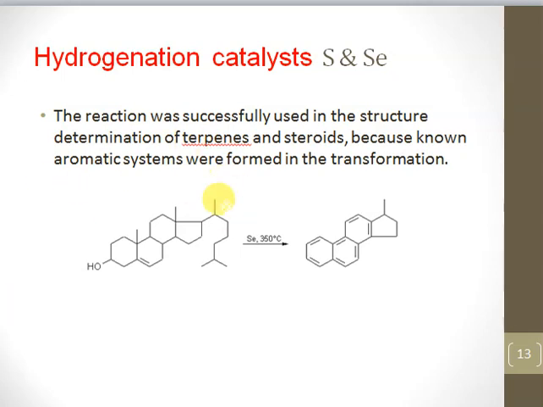Alright, so this is the application of how we can use sulfur and selenium as dehydrogenation catalysts. So normally you may say that the catalysts which are used for hydrogenation are also used for dehydrogenation as well.